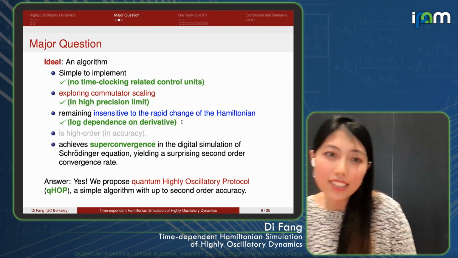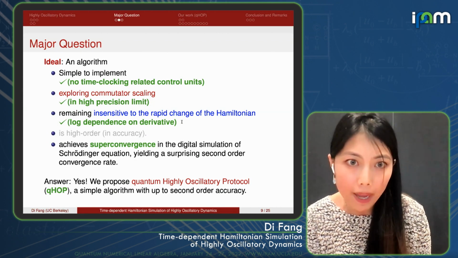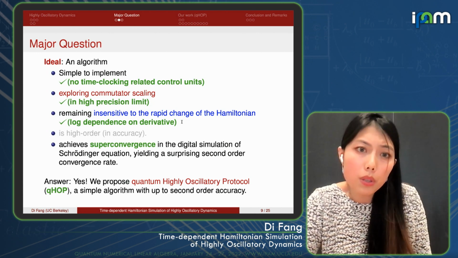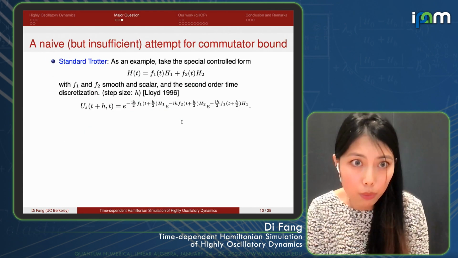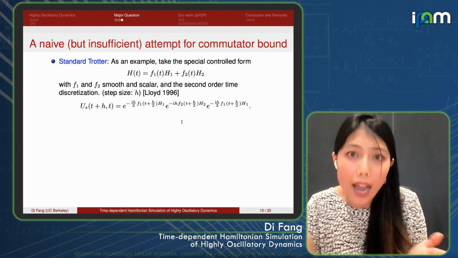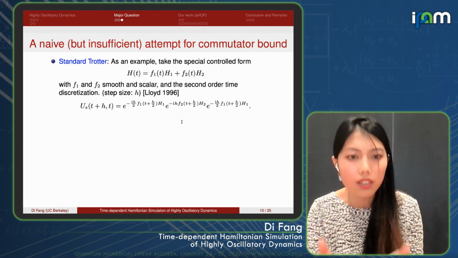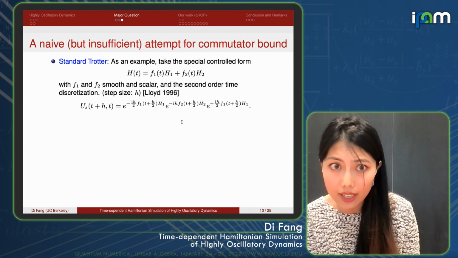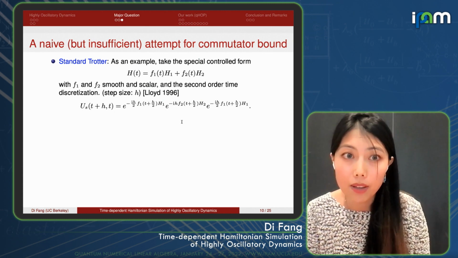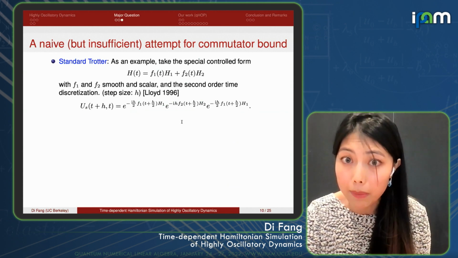All right. So now let's discuss the crucial part: in the time-dependent case, we want to explore this commutator scaling. We know that in the time-independent world, Trotter is sufficient to do that task. Now you may want to ask, what about the time-dependent world? We said that in the time-dependent case, Trotter gave you bad derivative dependency. Maybe, however, it still retains the commutator bound. Well, let me just take this very simple example, which is just a controlled form Hamiltonian.